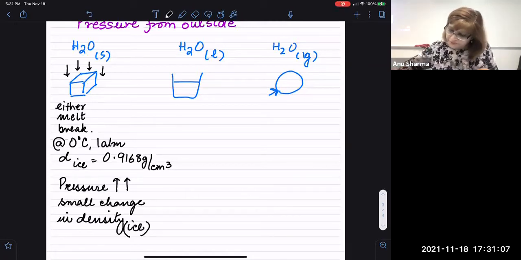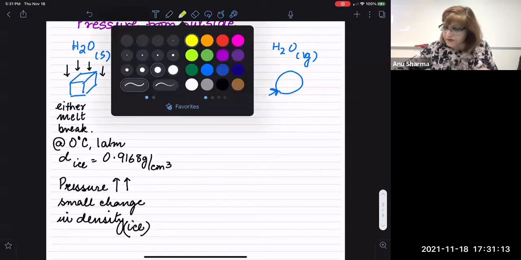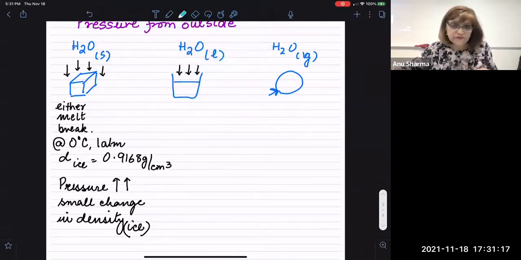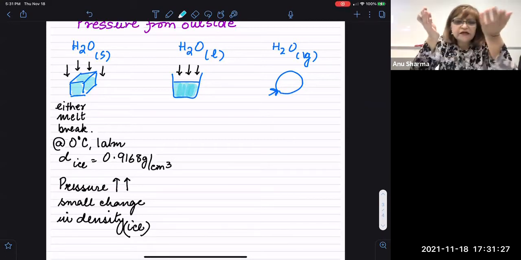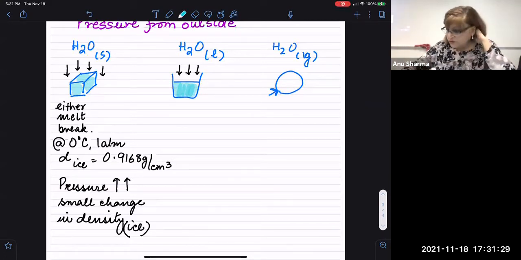Same is the case with water. If you put the pressure on liquid water, what would happen? What might happen? Just guess. Not much, right? It can spill off. Yeah, so it can spill off.